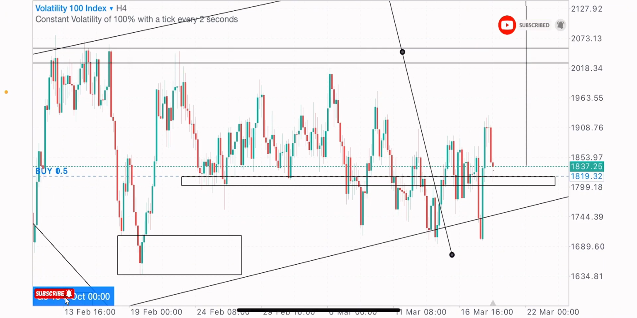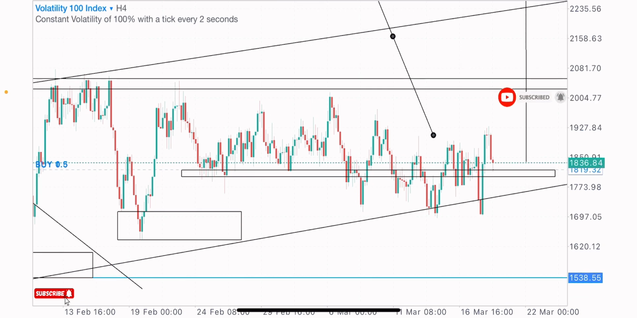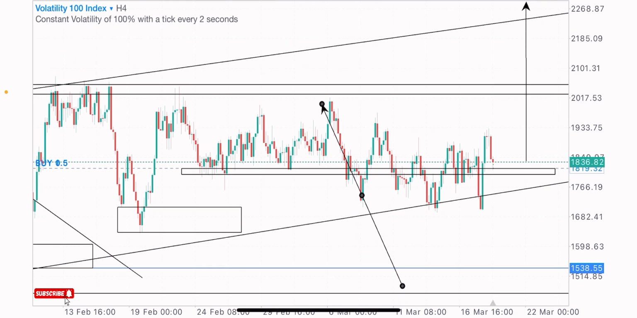You can see how the 4 hour time frame structure is looking. On the 4 hour time frame, I identified this zone, identified this level, because you can see previous market reactions.